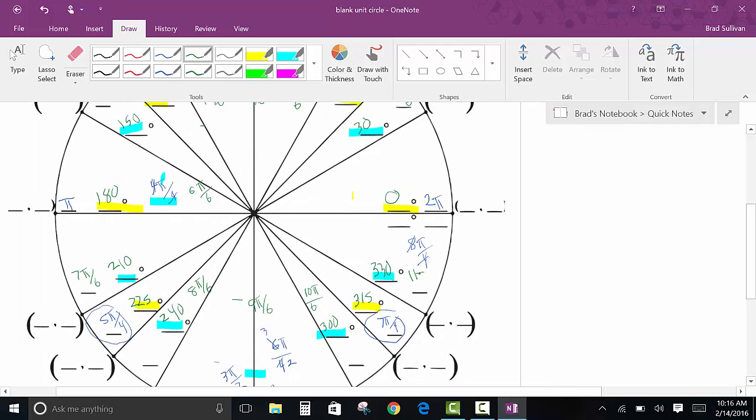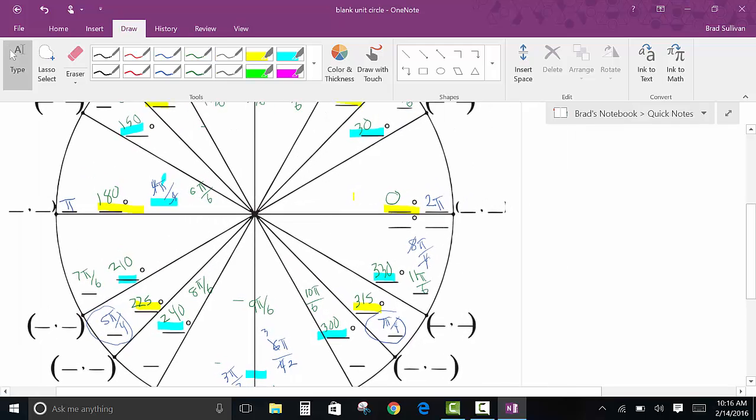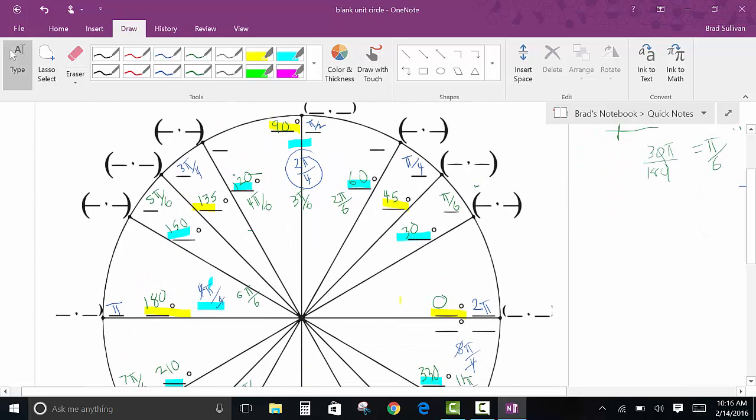Now all I need to do is go through and reduce these fractions, and I'm done. If I look at 2 pi over 6, that fraction reduces to pi over 3. We record that. Notice that 2 pi over 4 reduces to pi over 2. 4 pi over 6 reduces to 2 pi over 3. So we've got that. 5 pi over 6 we're already done with.